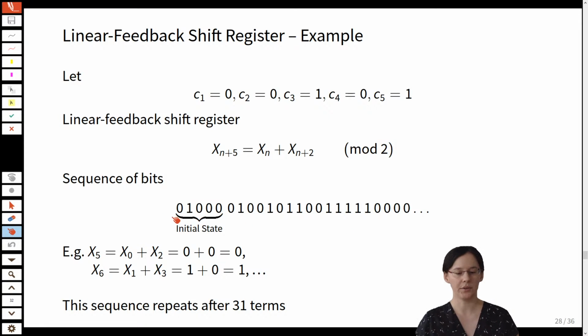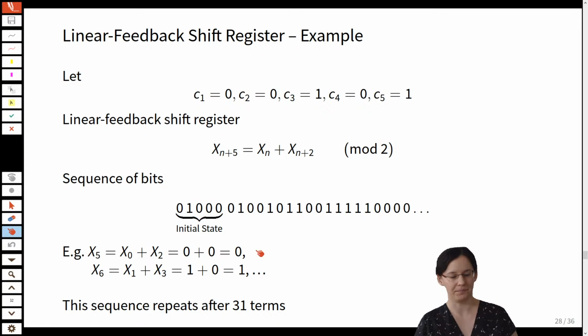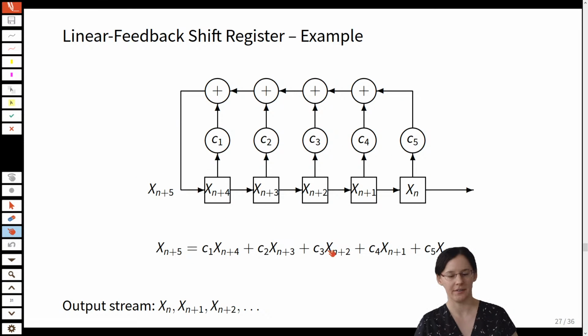And one thing to notice here is that the output that we produce always mirrors the previous state of the register. So, for example, if we look at the starting state, then the first 5 bits I give out are actually the first 5 bits that I had in the initial state in here.